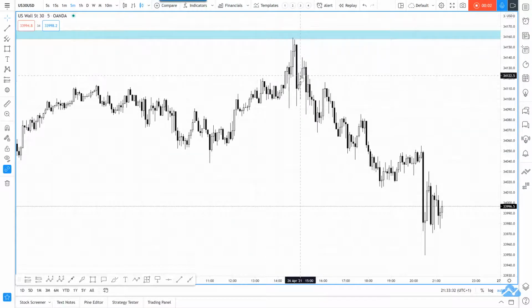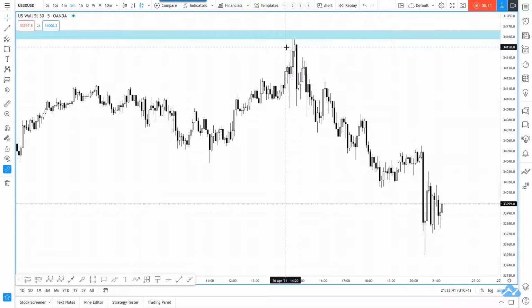Can you short here and hold it all the way down? So this is US 30. And although I traded it on the hourly chart, there is a way that you can actually trade it on the 5-minute chart.